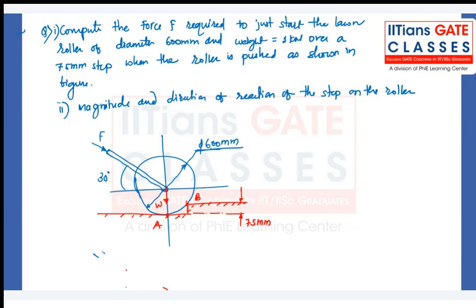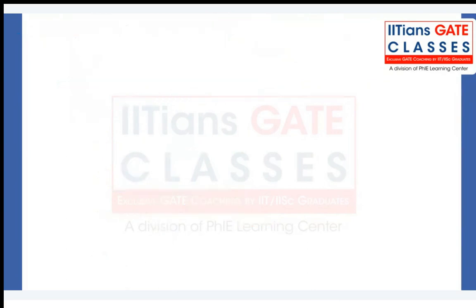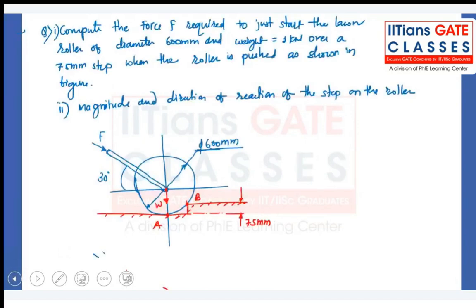First question they are asking is F, which is required to just start the lawn roller. And the second question is magnitude and direction of reaction of the step. So if you are able to solve the first one, others are quite easy. Or maybe you can calculate them together.